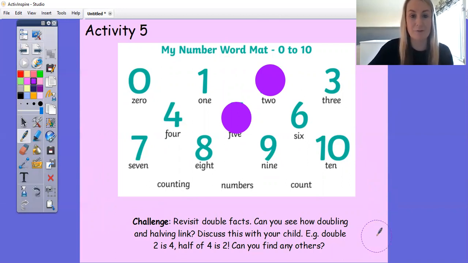We have also done doubling recently. Can you see if you can remember some double facts and some half facts? And can you see any links between them? For example, we know that double 2 equals 4 and half of 4 equals 2. Have a little play around with the numbers and the facts that you know and see if you can find some of those other links between doubling and halving, and then it will help you in the future to work out your answers to other questions.